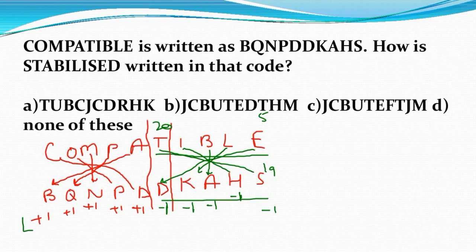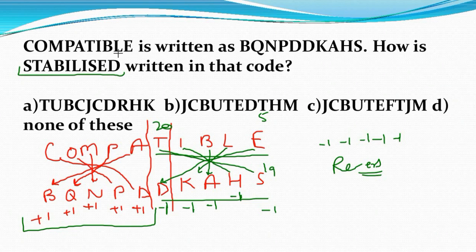So clearly you can see in the first five letters the pattern is plus 1, plus 1, plus 1, plus 1 and plus 1, but the pattern is reversed. And in the last five letters the combination is minus 1, minus 1, minus 1, minus 1 and minus 1, but the pattern is also reversed. So you can apply it on stabilized.